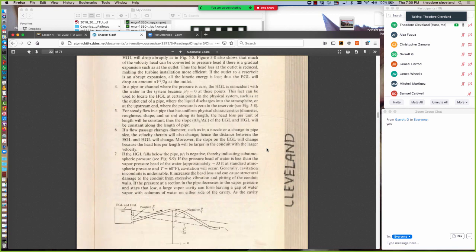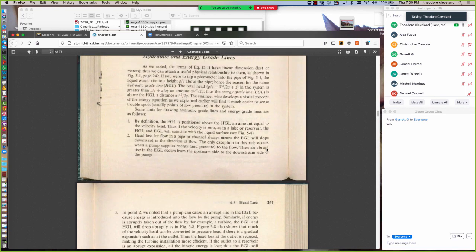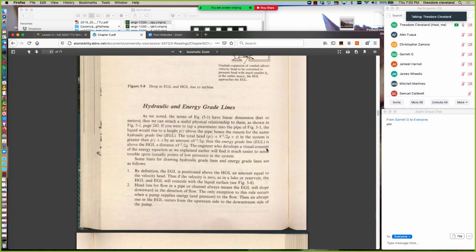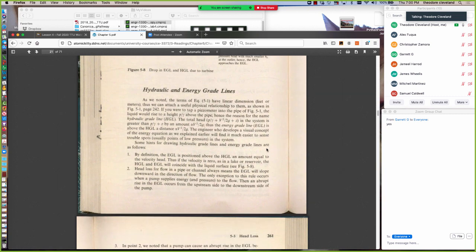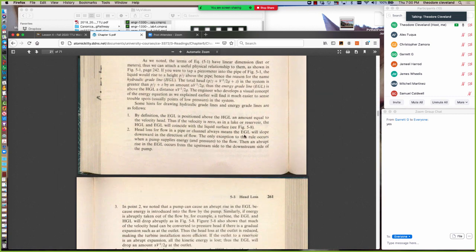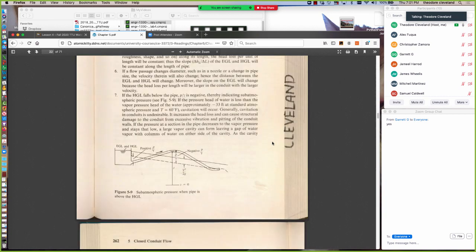So the author has a couple of pages on hydraulic grade lines and energy grade lines, and some suggestions on why they're useful. And here's an interesting example where water is being allowed to go up over a hill, and we get a portion of the system where the pressure is negative. In usual practice, that's to be avoided.